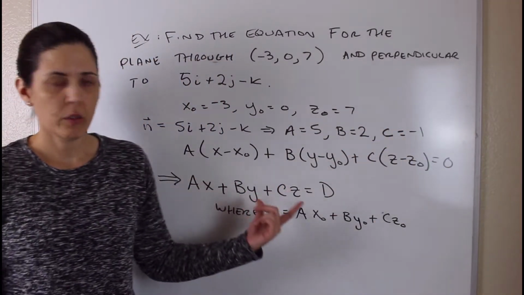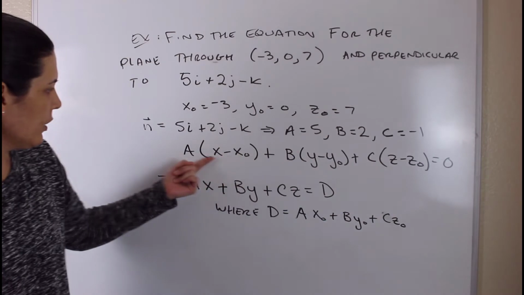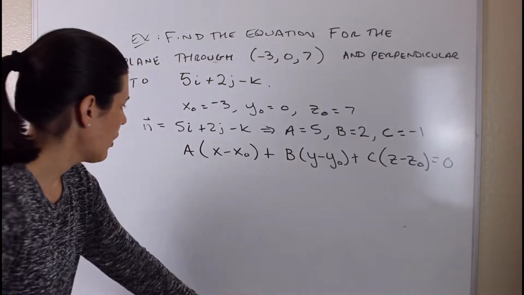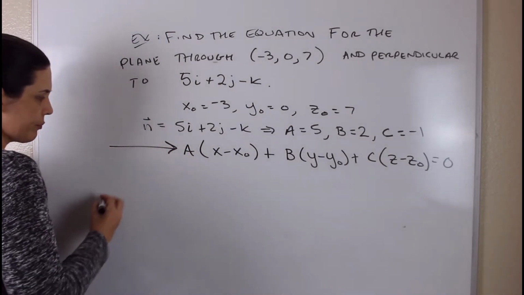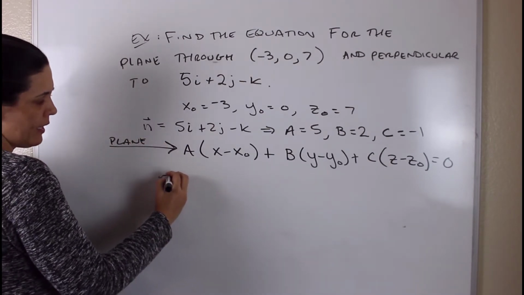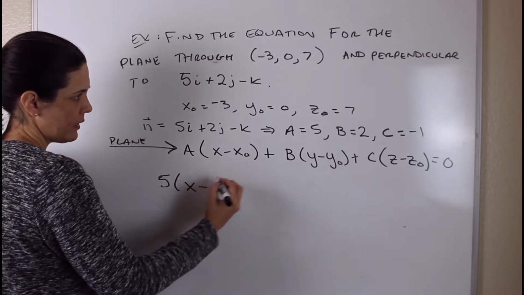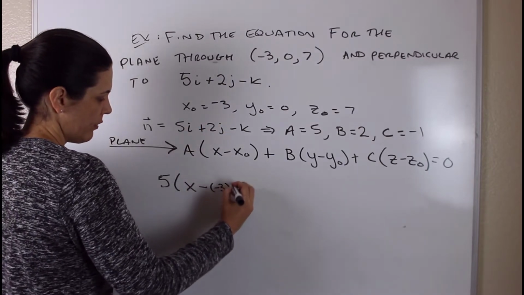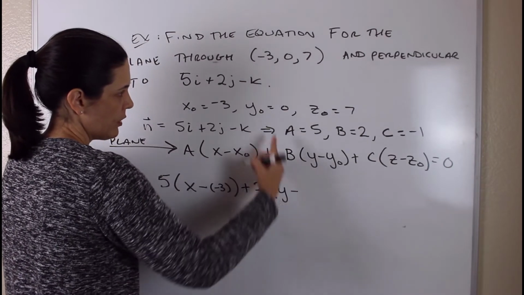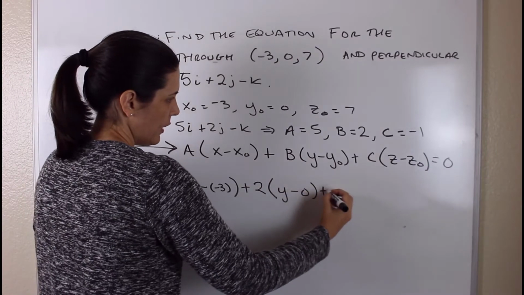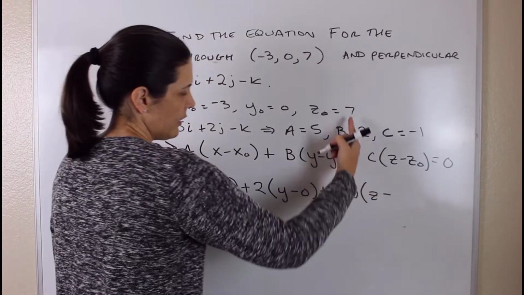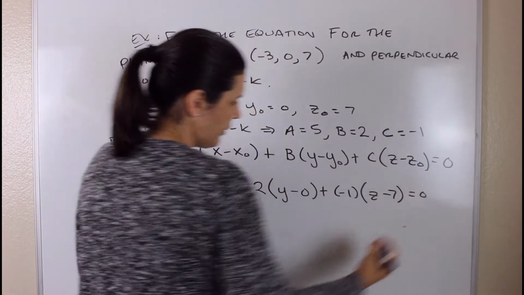And then we plug right into our equation. I'm going to go ahead and use this one here. You feel free to use the second version, but I'm going to go right into our equation for our plane, which is this. Let's just put that there. And so we have a, which is 5, times x minus x naught, so x minus -3, plus b, which is 2, times y minus y naught, which is 0, plus c, which is -1, times z minus z naught, which is 7, equal to 0.